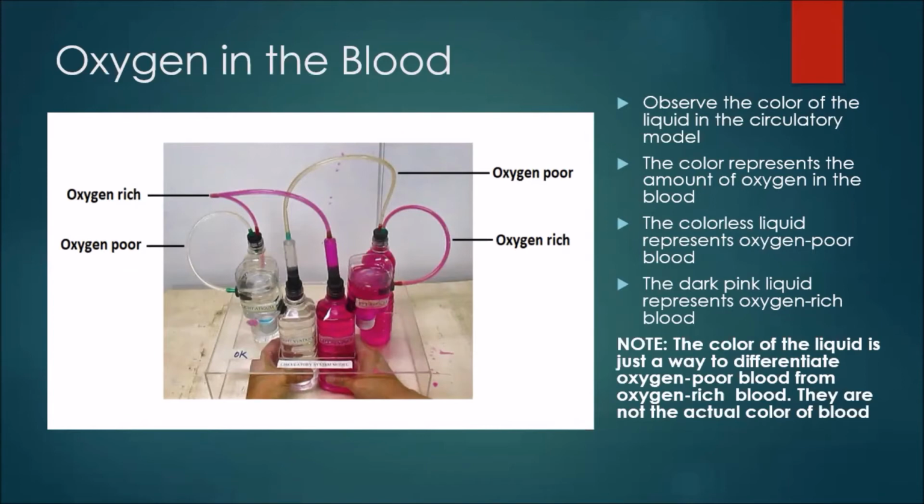Just a reminder, the color of the liquid is just a way to differentiate oxygen-poor blood from oxygen-rich blood. They are not the actual color of the blood.